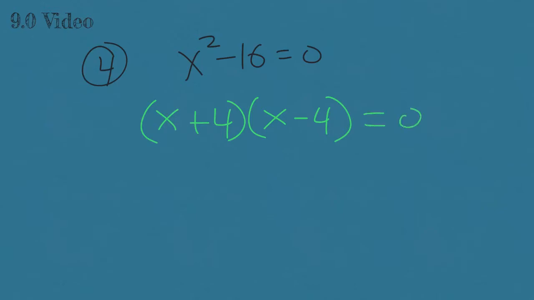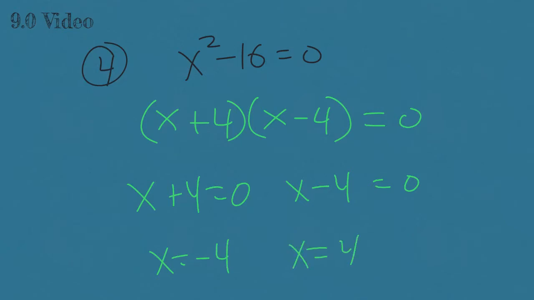Don't forget your equals 0, and then x plus 4 equals 0, x minus 4 equals 0. So I get x equals negative 4, x equals positive 4. 2 answers there. Remember, you can always pause or rewind if you missed anything.